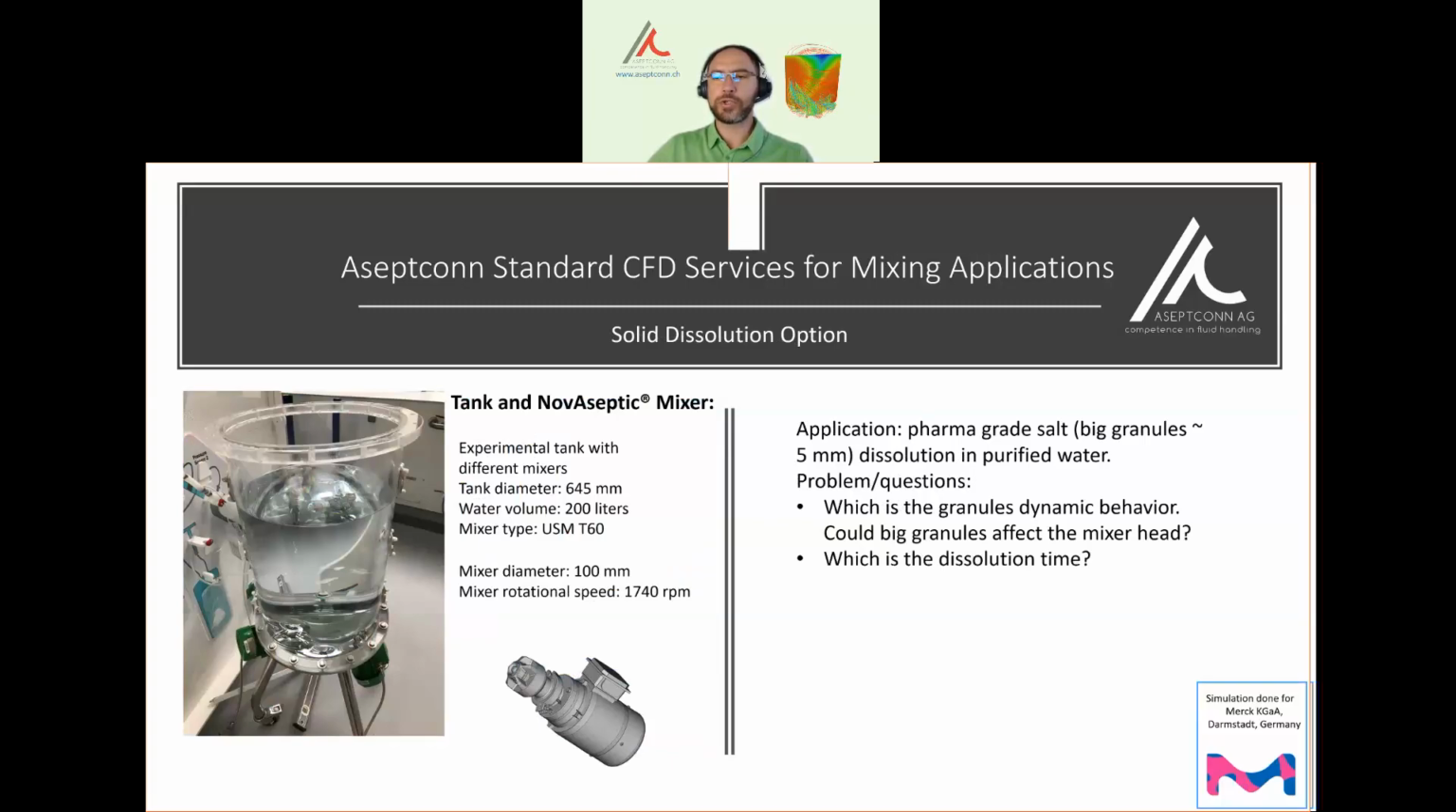Here we have the powder dissolution option for studying the mixing of a dissolving solid, which can be in form of powder or granules, into the main liquid. The main target of the study is to understand the powder or granules behavior in relation with the main liquid and to obtain the dissolution time graphic. The example's application is the dissolution of pharma-grade salt granules in purified water. The questions are: which is the granules' dynamic behavior? Could big granules affect the mixer head? Which is the dissolution time?